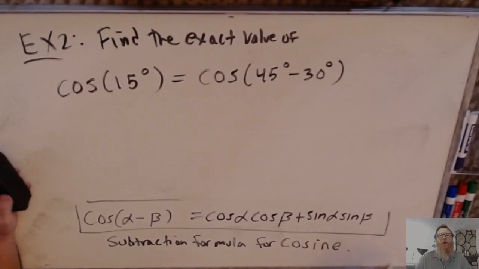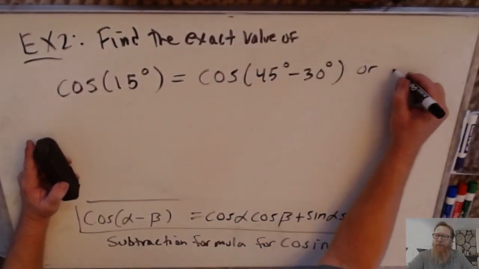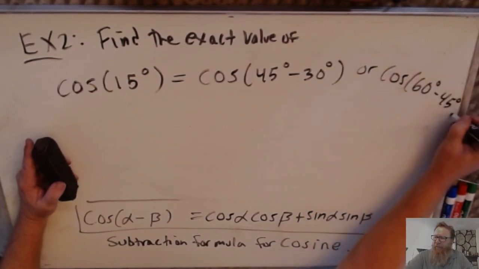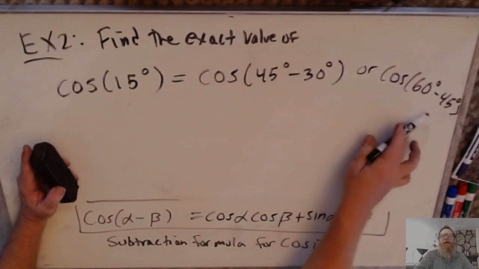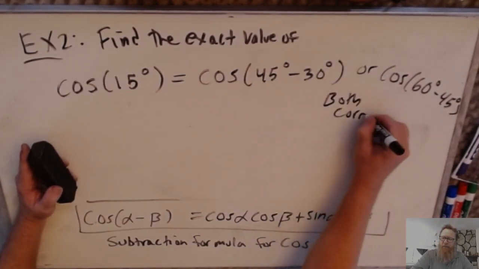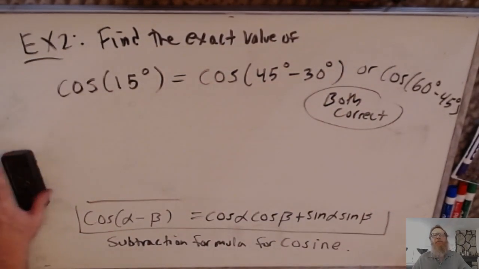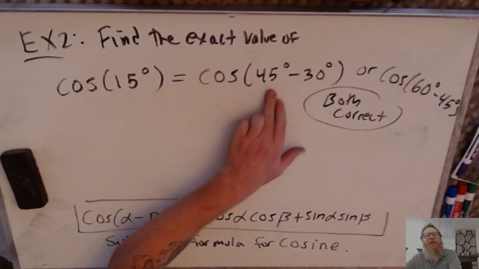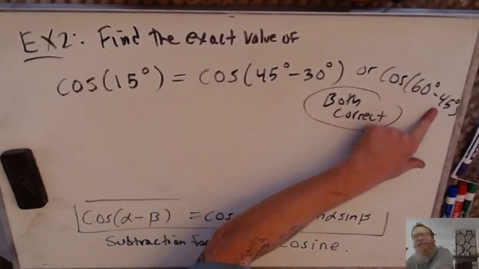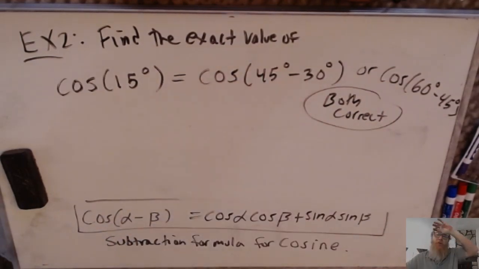Or you could do 60 minus 45. Either way, both of these will come out with the correct answer. It doesn't really matter which one you use, as long as it's true. So 45 minus 30 is 15, yeah? And 60 minus 45 is also 15. So this one will have 2 correct answers.